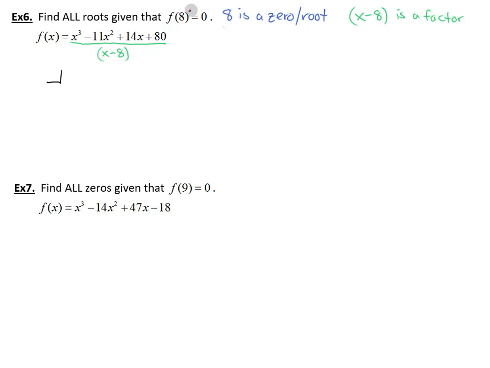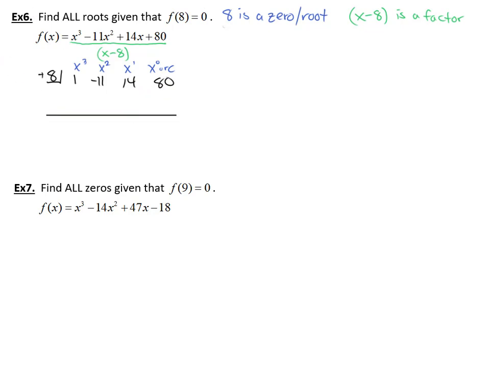And they basically gave me it, right? 8 is the 0 of our divisor. Positive 8 is what would go in the box here. I need a placeholder for x cubed, x squared, all the way down. So let's set those up down to our constant and plug in our coefficients. 1 in front of our x cubed there, negative 11, positive 14, and 80. No zeros as placeholders necessary this time.